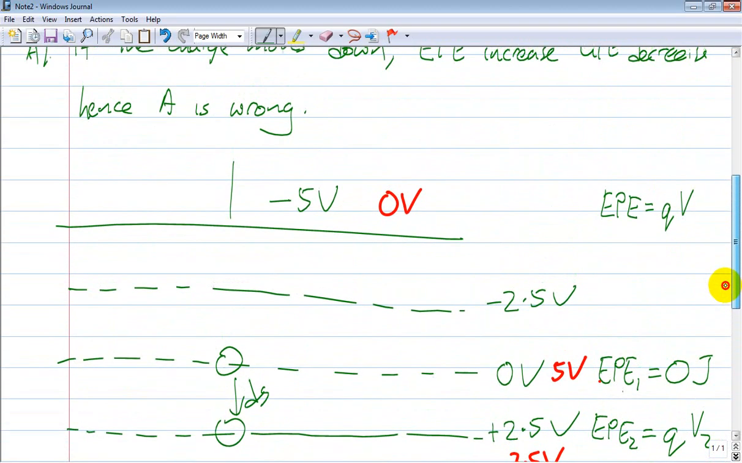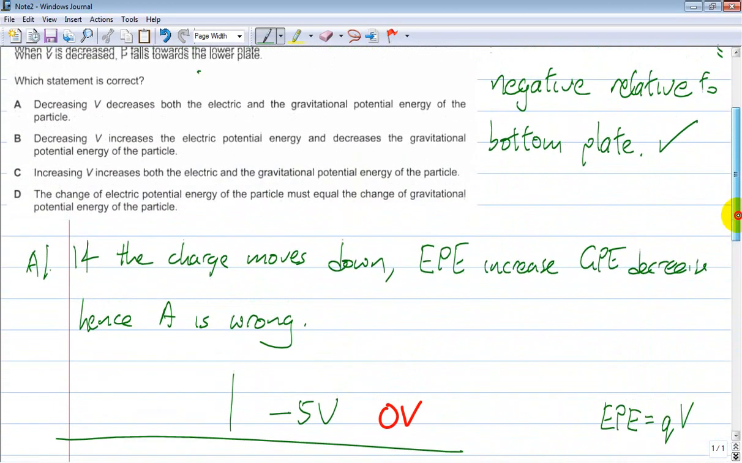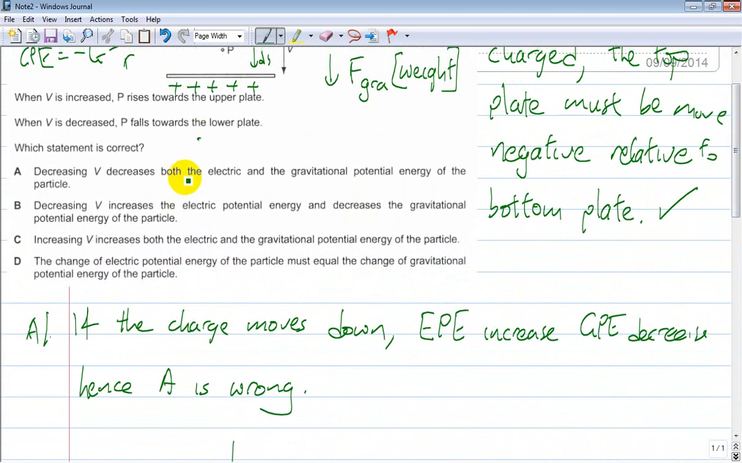So EPE increases, and you can see why A is wrong now. A says that EPE also decreases. The GPE decrease part is correct because we talked about it earlier, but the EPE decrease part is wrong. We concluded that EPE actually increases. So the answer is B, because B says that when I move down, my EPE increases, which we just concluded to be true, and my GPE decreases, which we also concluded to be true. You can use this idea to check C and D.